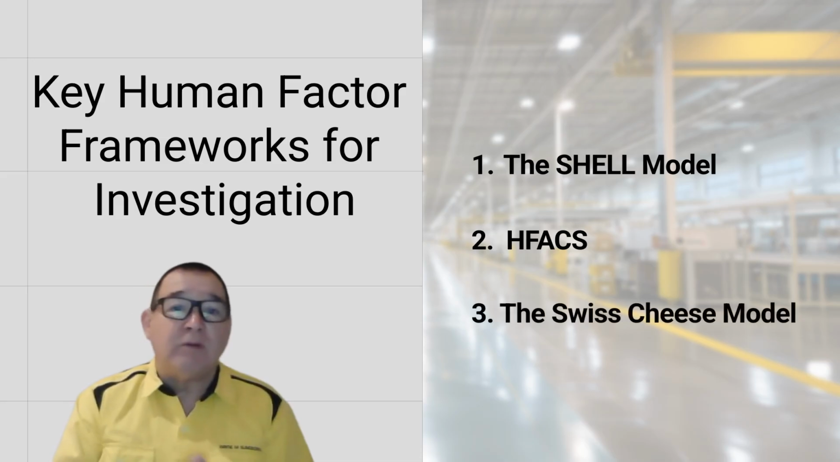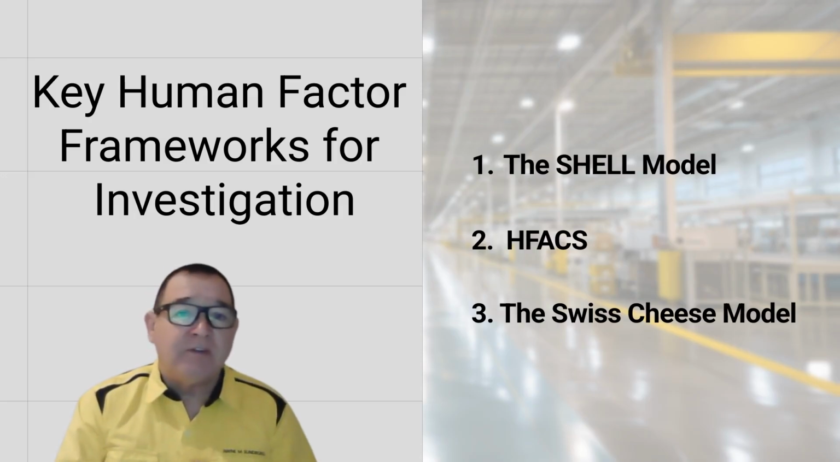The Swiss cheese model illustrates how multiple system failures must align for an accident to occur. Each slice represents a defense layer, and when holes in multiple layers align, incidents happen. This framework emphasizes that human error rarely occurs in isolation.